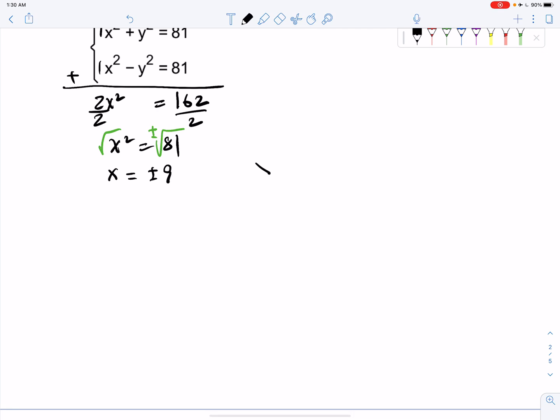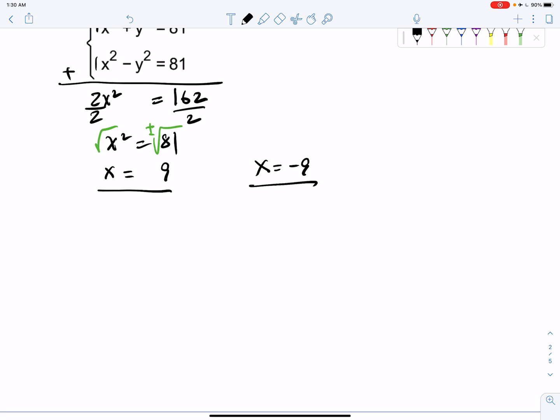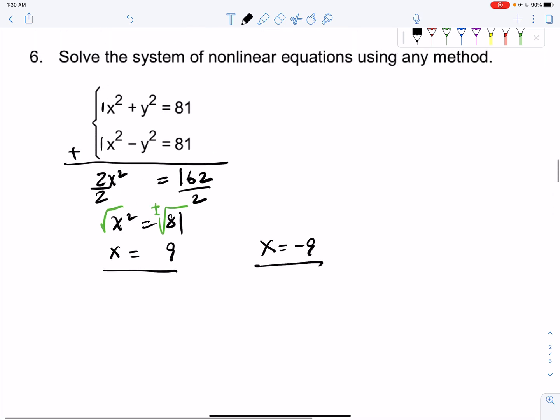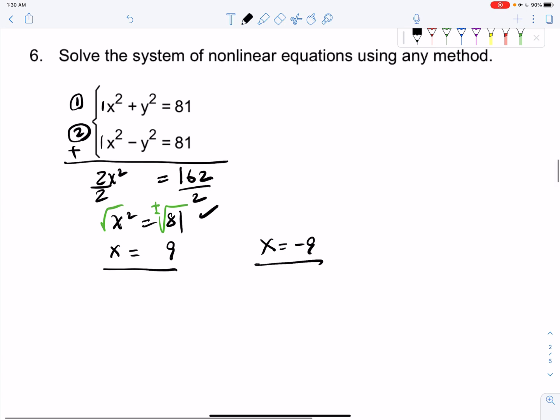So let's just show those two by kind of breaking it out. We got x equals positive 9 or x equals negative 9. Let's go ahead and get our y values that go with that. Now notice both of these equations, equation 1 and equation 2, both have square terms on them. So we're going to have some plus or minus issues happening here. In fact, we already did right here, so we're going to need to do some checking on this problem to make sure that we're not going to get extraneous solutions.